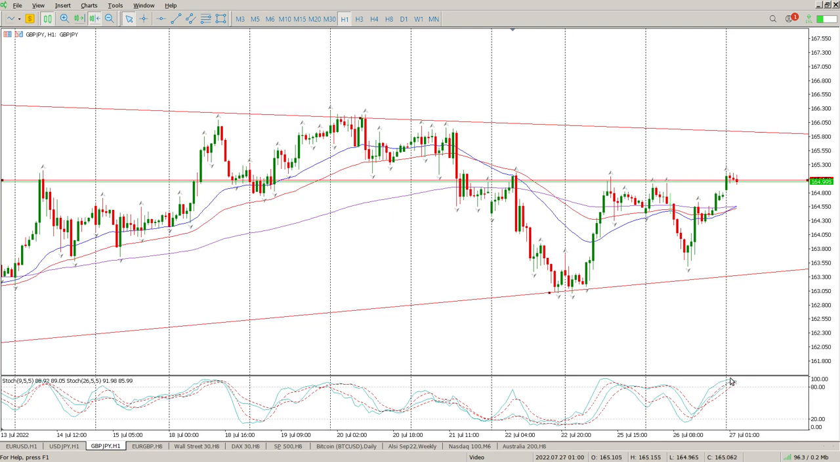Look at the oscillators first, all grouped to the upside. Then look at the moving averages. We're pretty much grouping and could be crossing over, or we could just be flattening out.